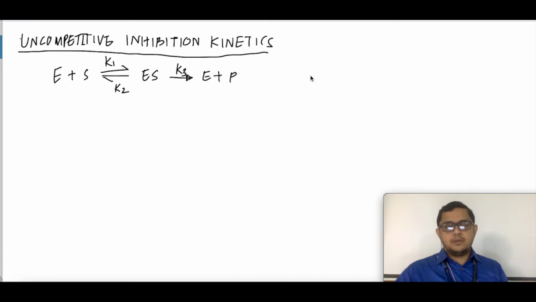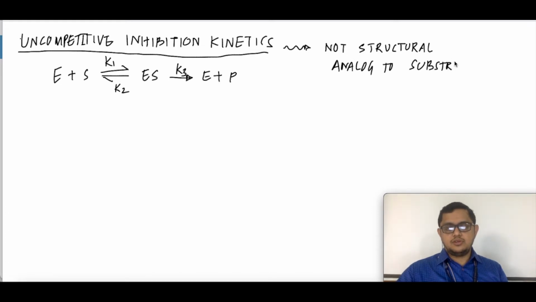Since these uncompetitive inhibitors are not structural analogs of the substrate, they need not occupy the active site for inhibition. They will always bind to the other site. An uncompetitive inhibitor is a class of inhibitor that binds only to the ES complex, not to the free enzyme.